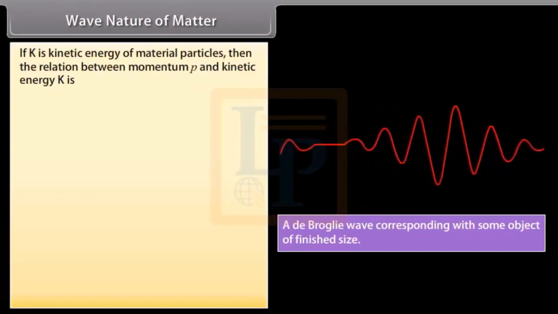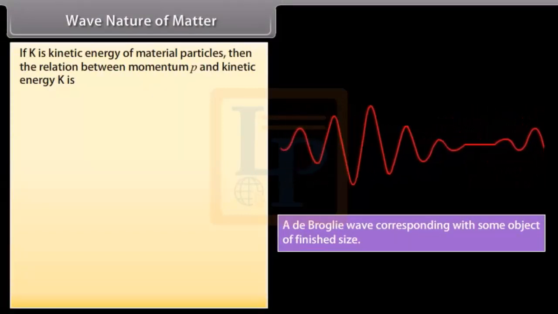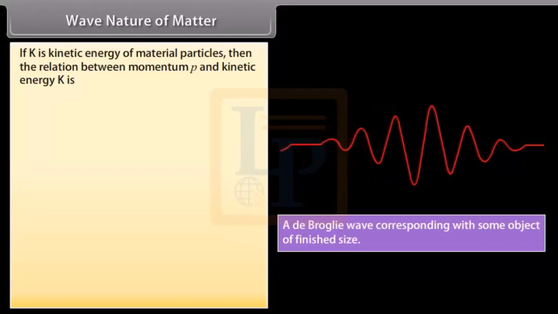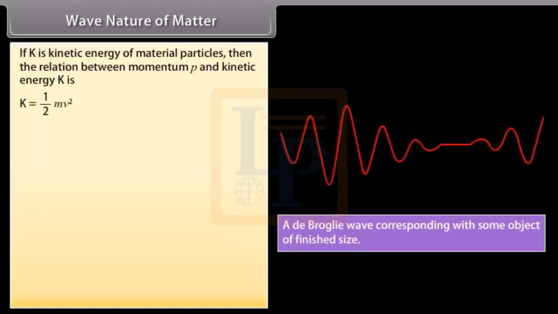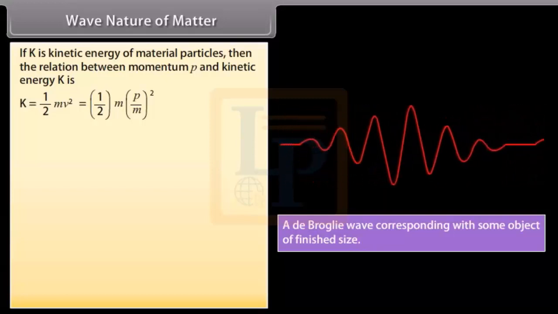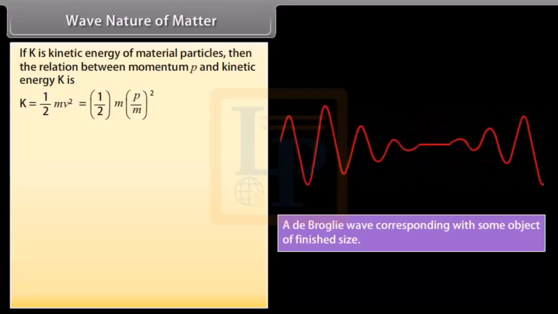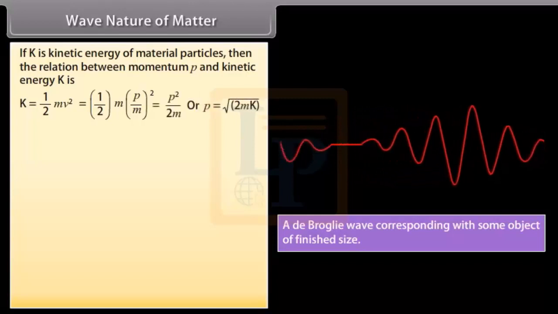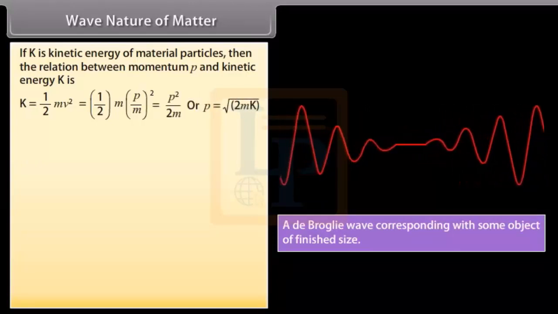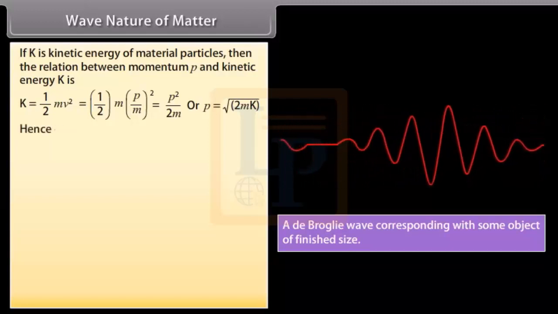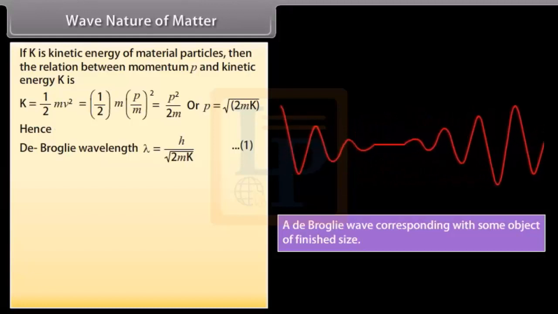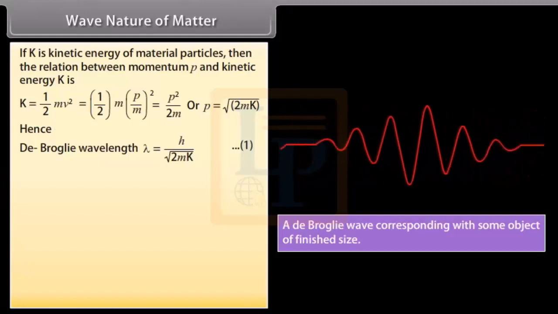If k is kinetic energy of material particles, then the relation between momentum p and kinetic energy k is k as 1 by 2 mv square, which is equal to 1 by 2 into m into p by m square, which equals p square by 2m, or p as square root of 2mk. Hence, de Broglie wavelength lambda is equal to h by square root of 2mk, name it as 1.